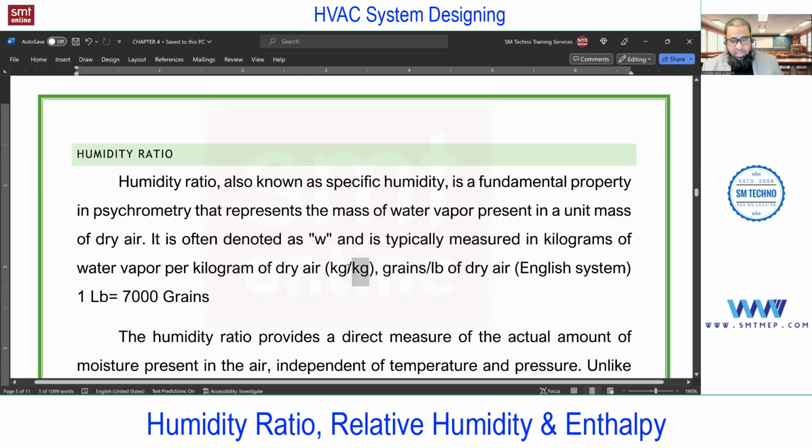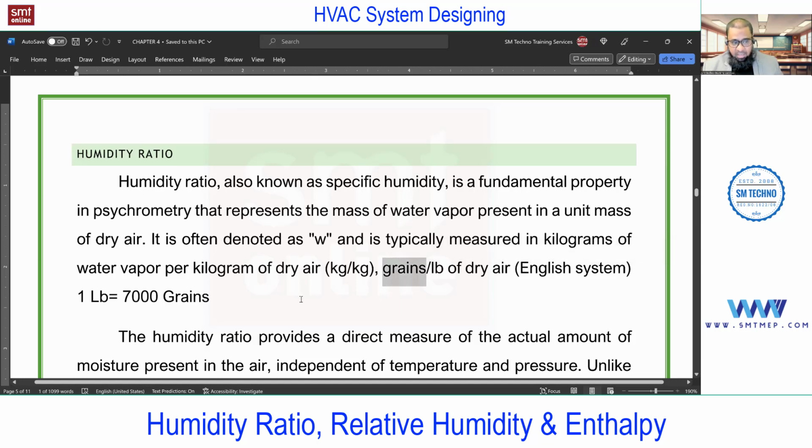So 1 kg dry air, in that say 200 grams. So the unit can be grams per kg of dry air. Or the unit can be kg per kg of dry air. This kg is moisture and the second kg is air. This is in the metric system. Similarly, in English system, one can use pound per pound of dry air. First pound is for moisture, second pound is for air. Or else we can use grains per pound of dry air.